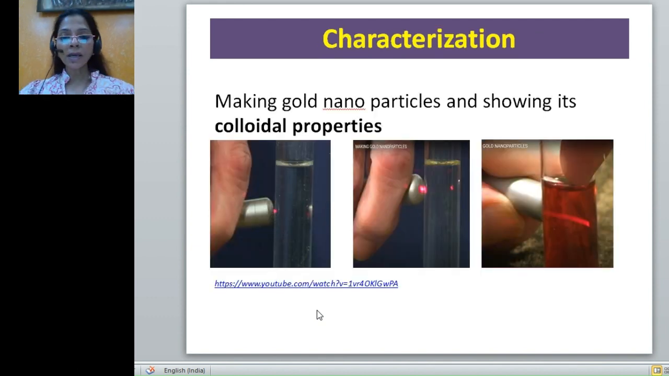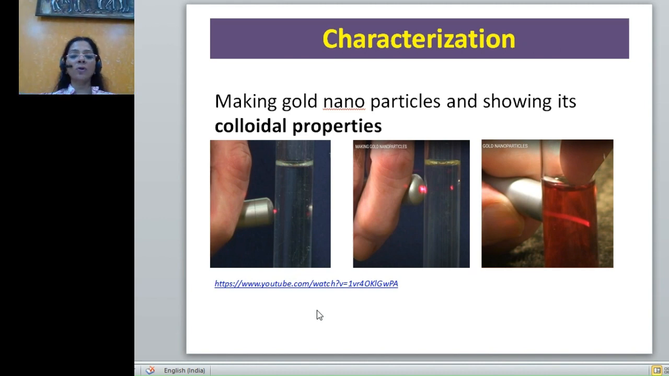Now when we say we have synthesized the gold nanoparticles, how do we characterize them? One way is that when we perform the experiment, if we see the color change from pale yellow to red, that indicates that the gold nanoparticles are synthesized. But as I said in the second slide, the gold nanoparticle solution is a colloidal solution. So what I expect is that my gold nanoparticle solution should show me the properties of a colloidal solution.